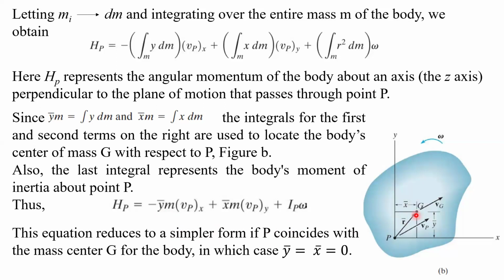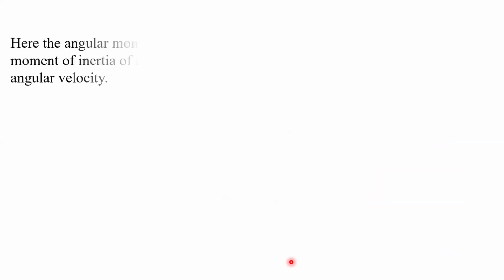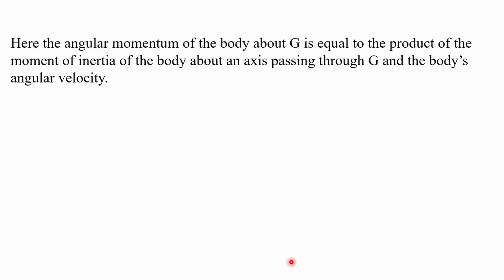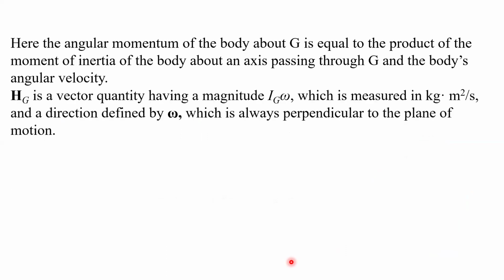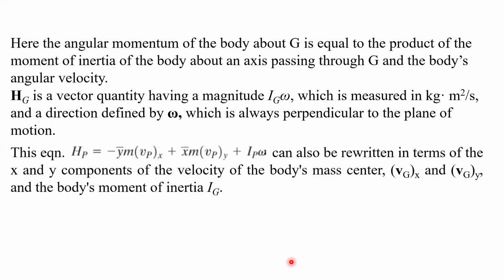This equation reduces to a simpler form if P coincides with the mass center of the body. In that case, x bar is equal to y bar, which is equal to 0. Hence, H_G, that is the angular momentum, is I_G omega. Here, the angular momentum of the body about G is equal to the product of the moment of inertia of the body about an axis passing through G and the body's angular velocity. H_G is a vector quantity having a magnitude I_G omega, which is measured in kilogram meters squared per second, and a direction defined by omega, which is always perpendicular to the plane of motion.